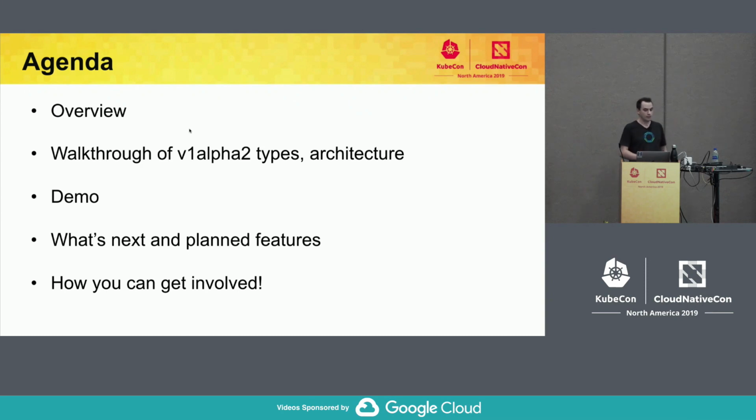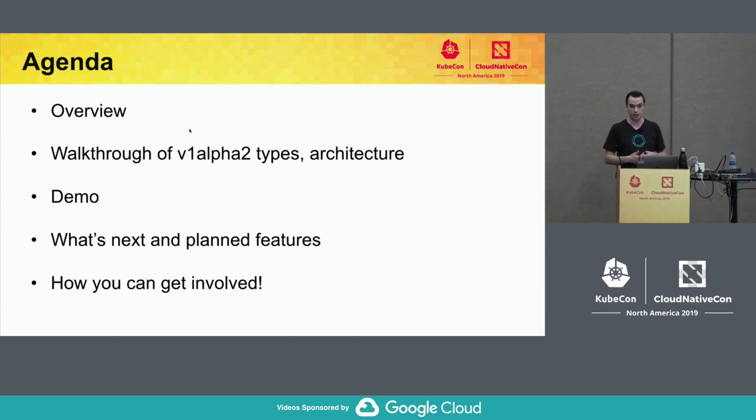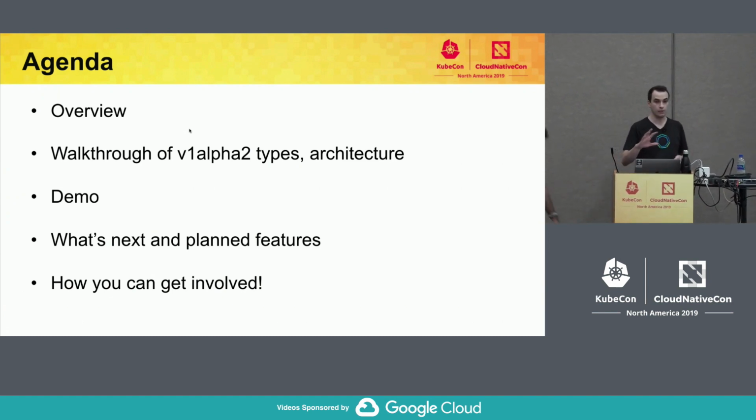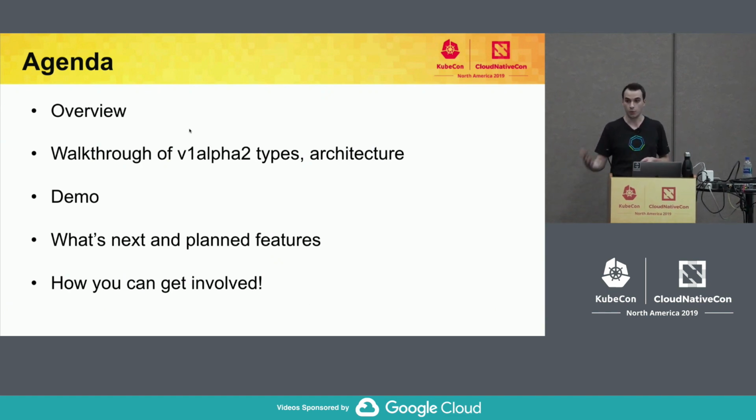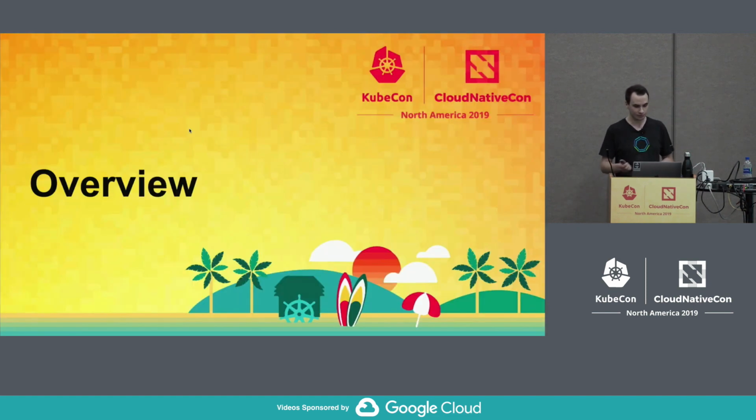A little bit on the agenda. We're going to do an overview of the project. Then Ashish here is going to go through a walkthrough of the V1 Alpha 2 types, the architecture of the project so that you can visualize it. We're going to do a quick demo, and then we're going to go through what's next and the planned features for V1 Alpha 3 and also going forward. And more importantly, we can also go over points on how you can get involved. We need a lot of help to mature the project, and we would like to welcome you all to our weekly meetings and things like that.